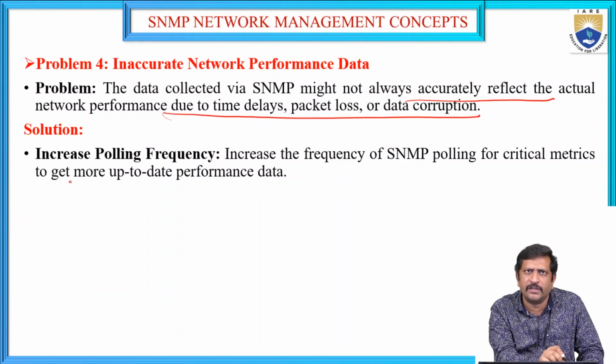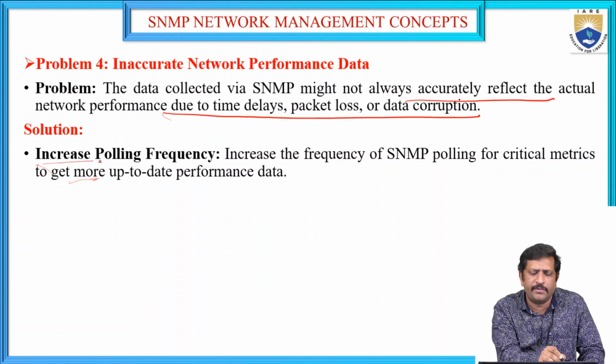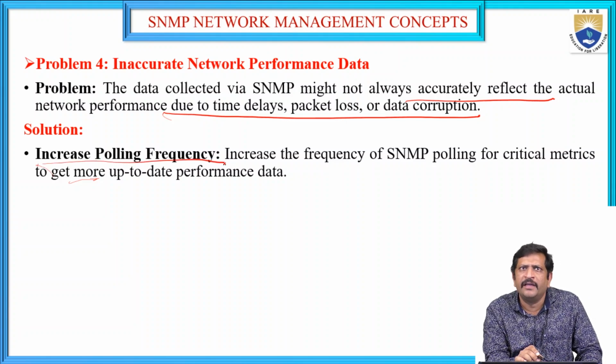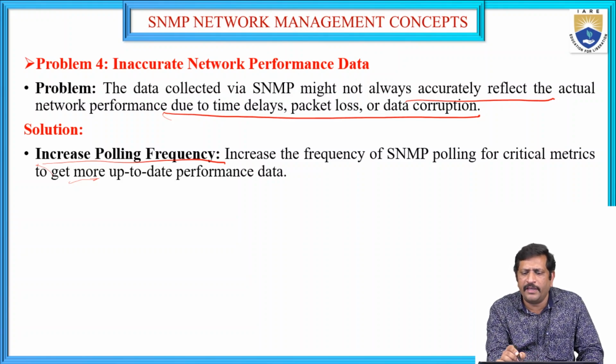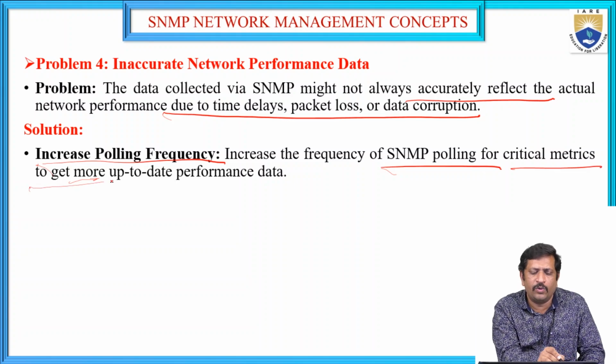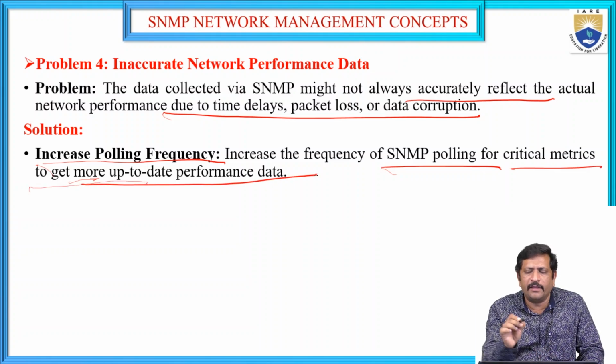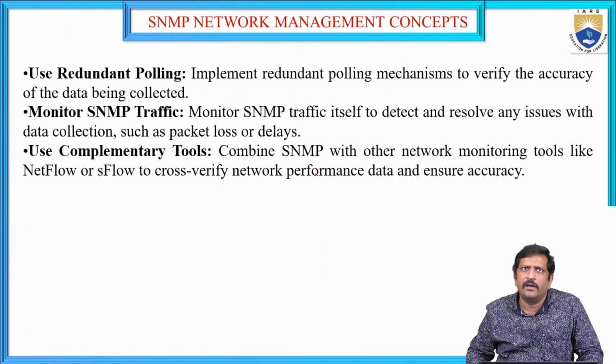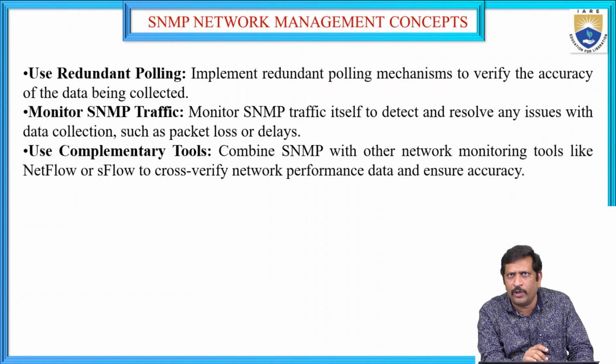The solution is to increase the polling frequency. Increase the frequency of SNMP polling for very critical metrics to get more up-to-date performance data. Next, use redundant polling.